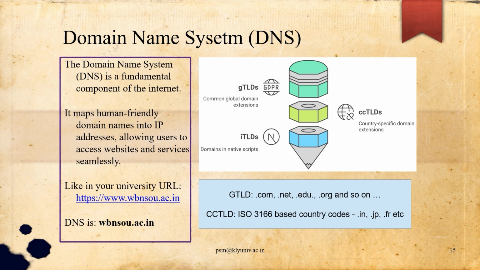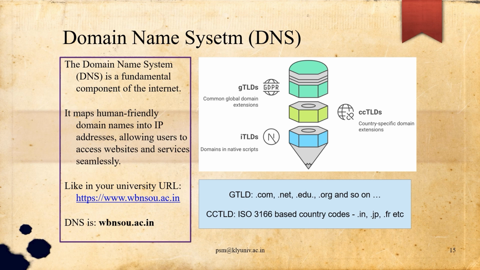Which is .in here, then gTLD like .com, google.com, then ifla.org. So these are all global generic top level domains. And in between there is an iTLD, for inter-country organizations like UNESCO, like UNDP. They follow something like unesco.int and so on. So this is the international top level domain. Very few organizations are using it. Mostly these are gTLDs and ccTLDs.